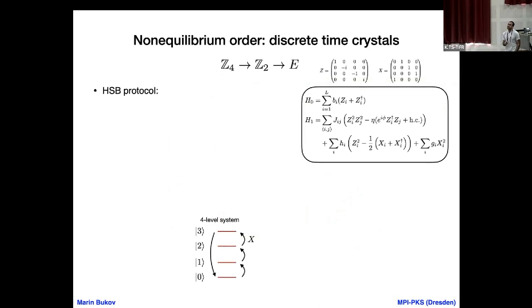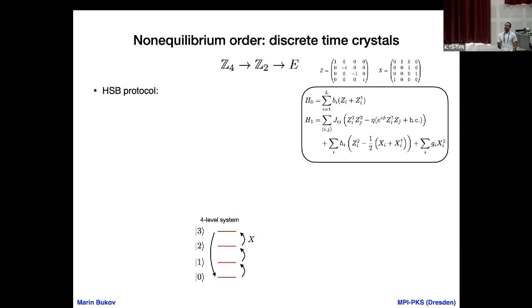So here's again how that works in practice. Now, to realize a Z4 DTC, I actually need a 4-level system, so 4 states, and then the X operator that usually would generate a spin flip, in this case, basically shifts the population through these levels in a circular way. So these are essentially the building blocks, the Z and the X unitaries. And then out of them, you can essentially create a model for a Z4 DTC.